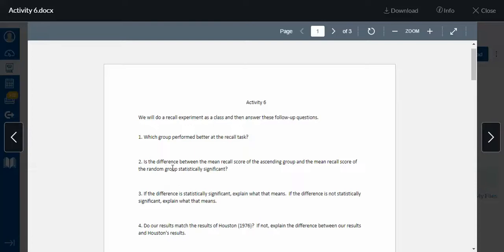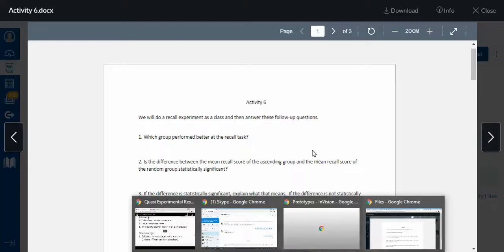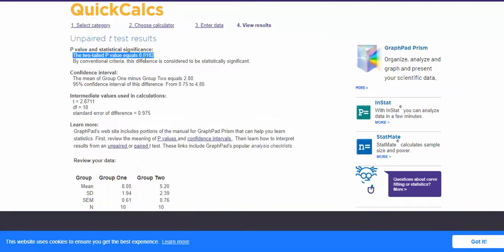This one says, is the difference between the mean recall score of ascending and random statistically significant? Well, you have to check the p-value. If p is 0.05 or less, then it is a significant difference. So if p is something like 0.02, 0.03, 0.04, that's significant. And if it's exactly 0.05, that's significant. But if it goes above 0.05, like 0.053 or 0.06 or 0.07, that's too high. It's not significant. It has to be 0.05 or under to be significant.